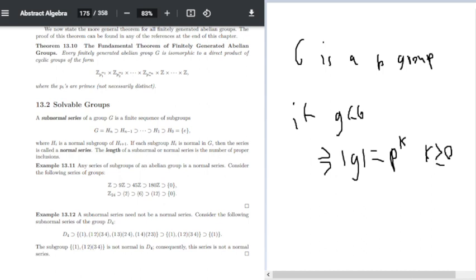Whew, okay. Let's chill from the group theory with some more intense group theory, shall we?